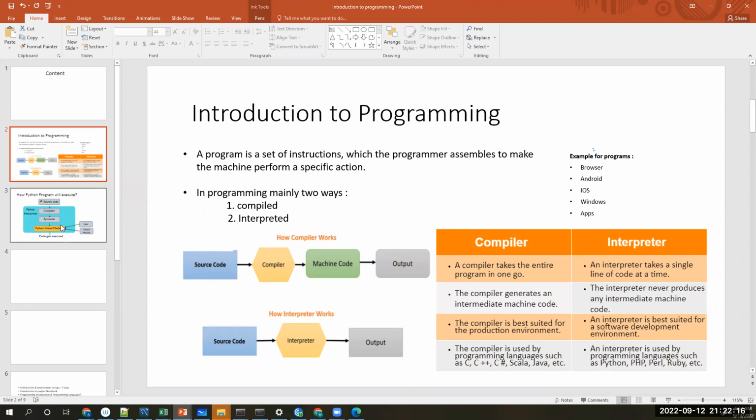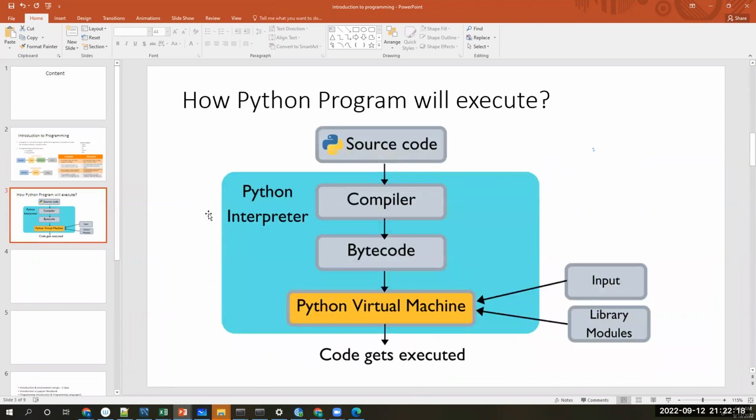And how is Python going to execute? We give the code, the Python compiler will compile it and convert it into bytecode. It will send it to the Python virtual machine. It will take inputs and different library outputs and it will give the output. Is it clear to everyone? Yes, sir.